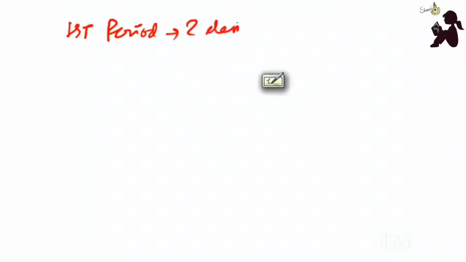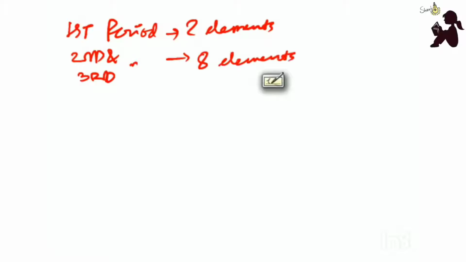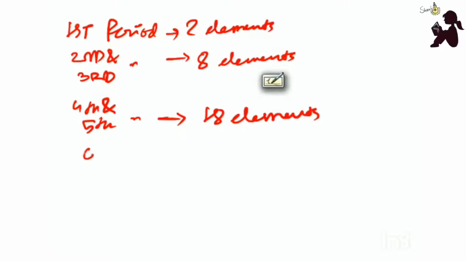So from the periodic table, we can conclude that first period is of 2 elements, second and third period is our 8 elements, okay, fourth and fifth period is our 18 elements, and sixth period has 32 elements in modern periodic table.